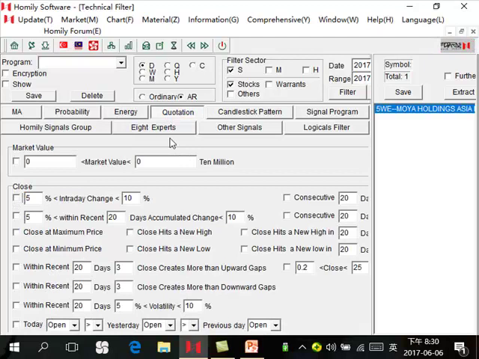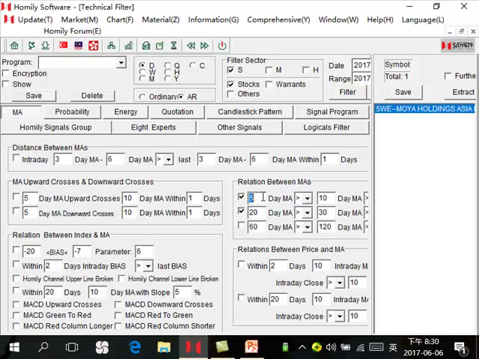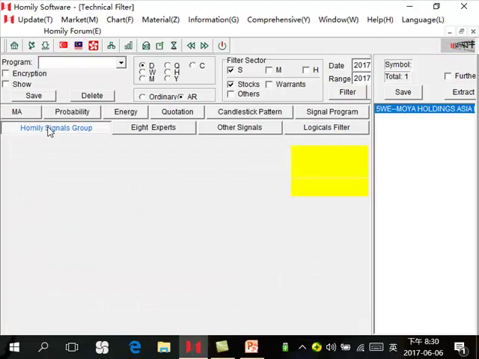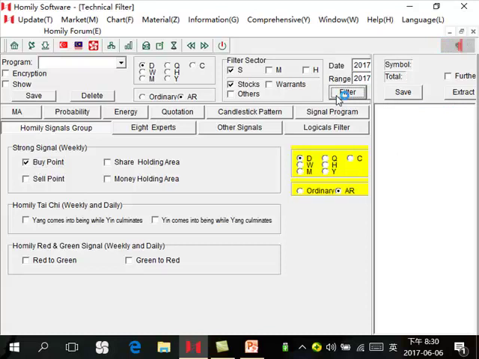The 5-day moving average is more than the 10-day, the 10-day more than the 20-day, the 20-day more than the 30-day, and the 30-day more than the 60-day. And the next one, the home listing in the group, strong signal combination, then just click filter. If you use this filter method, you will filter more stocks, not only one.